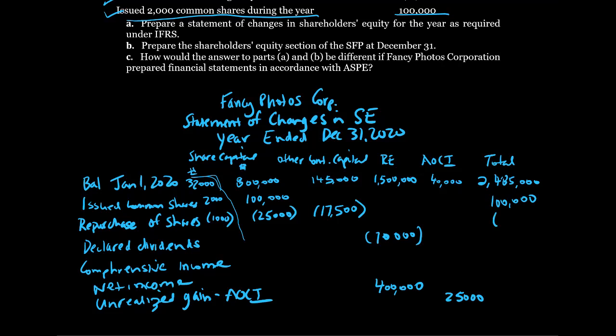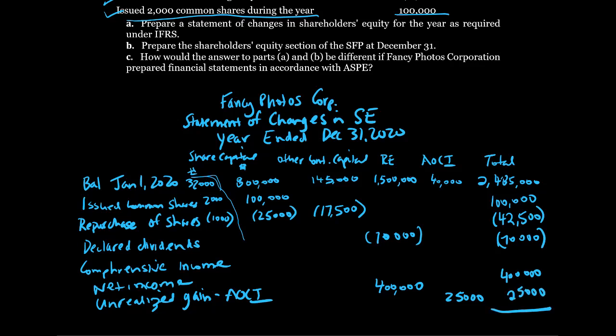So here we're going to have negative 42,500. Then we're going to have negative 70,000. It's a bracket. And then we're going to have 400,000 here in this line. And 25,000 in this line.